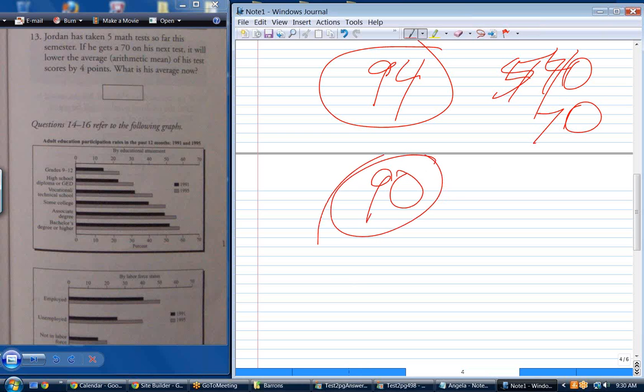The trick to back solving it is knowing that the range of numbers you need to check have to be in the 90s. Okay. You don't need to check 80, because there's no way that if his average was 80 and he lowered it, the 70 would lower that by 4 points. It would only lower it by, what, a fifth or a sixth of the amount. We're not sure, but it's one of those two.